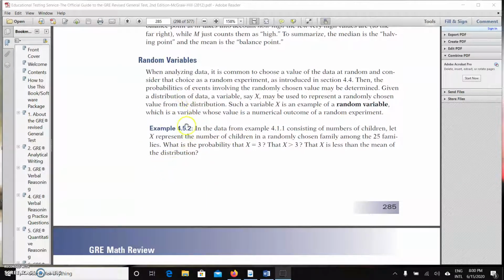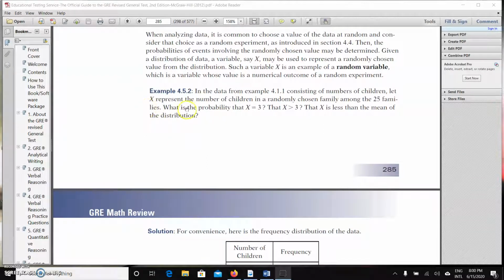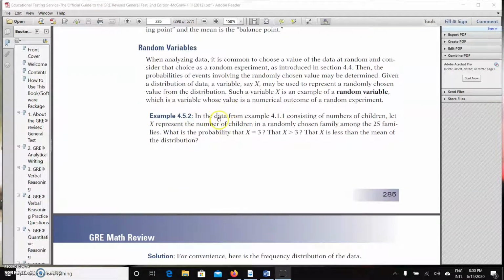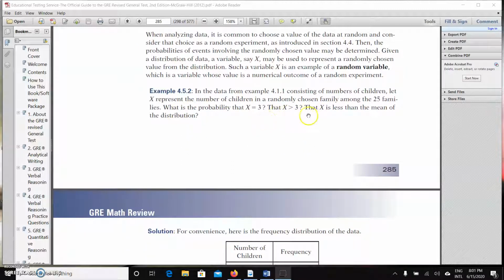This other one is talking about random variable, and let's do this question. Now, in the data from example 4.11, if you check back, consisting of numbers of children, let X represent the number of children in a randomly chosen family among the 25 families. What is the probability that X is equal to 3? That's 1. That X is more than 3? That's 2. That X is less than the mean of the distribution. So those are the three questions.